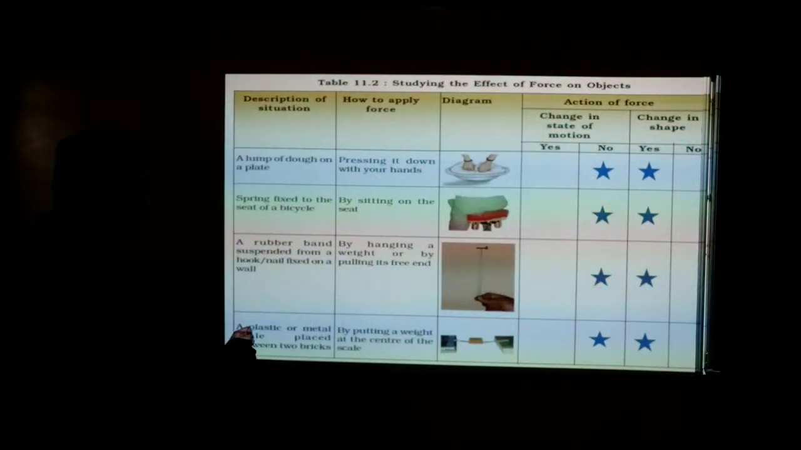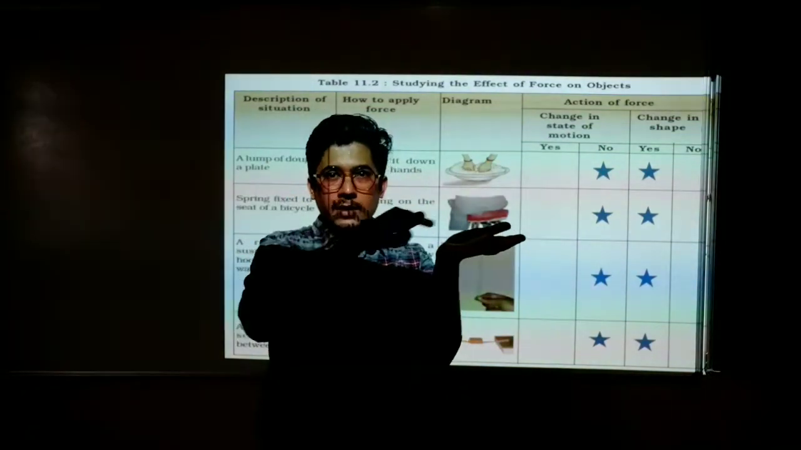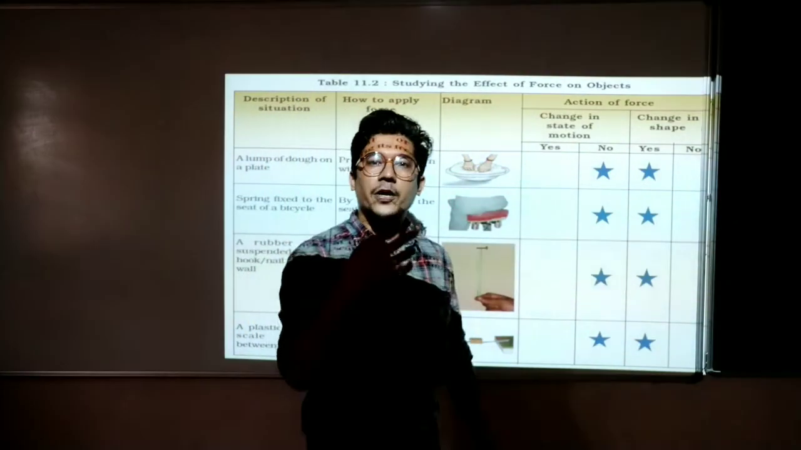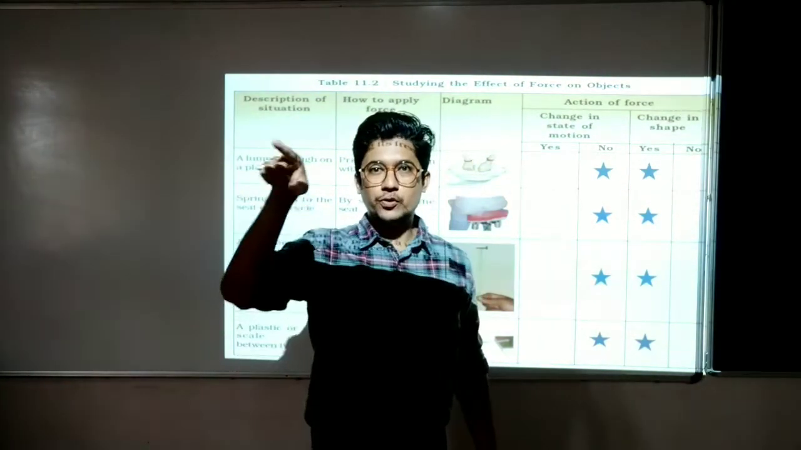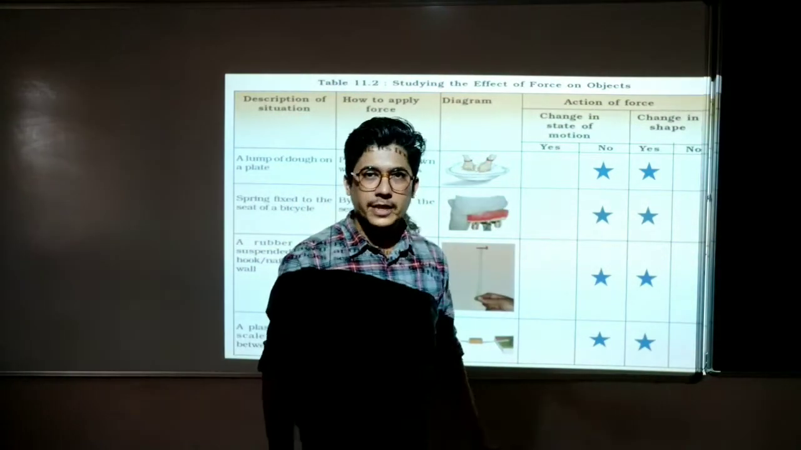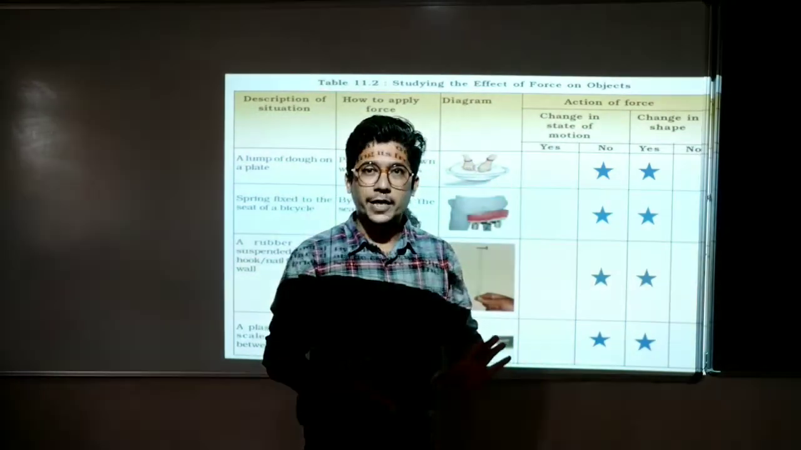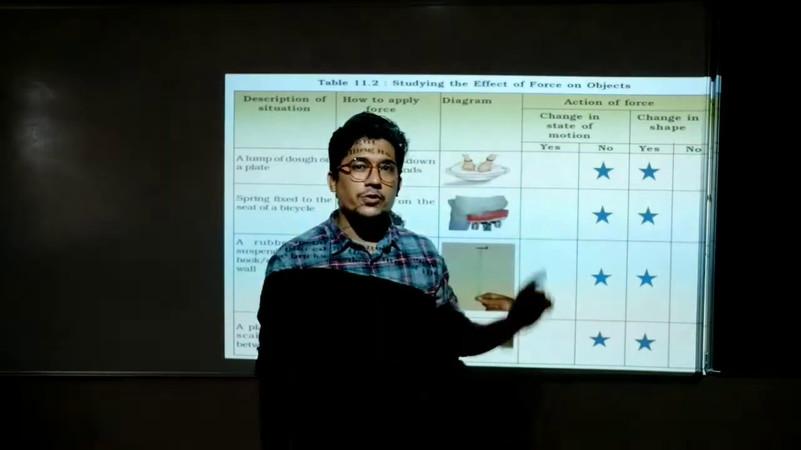The fourth example is a plastic or metal scale placed between two bricks. What you have to do is, between two benches, place a steel scale. On that steel scale put some weights. That weight will bend the scale and it will look like a bow. Yes or no? So does it change the state of motion? No, the scale is not going anywhere. It is not going from point A to point B. It is there only. But what happens? Change in shape is there. Yes or no? Okay. So change in shape.